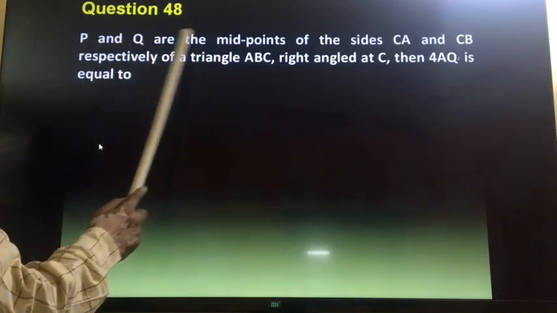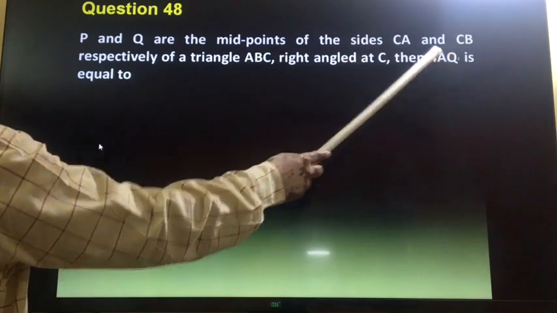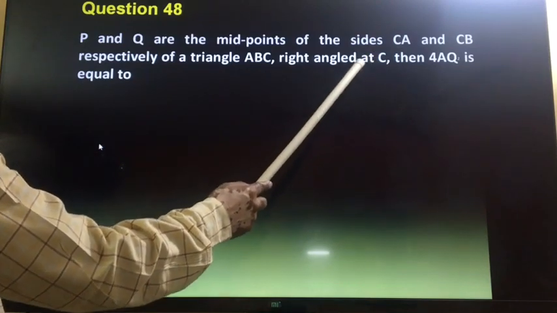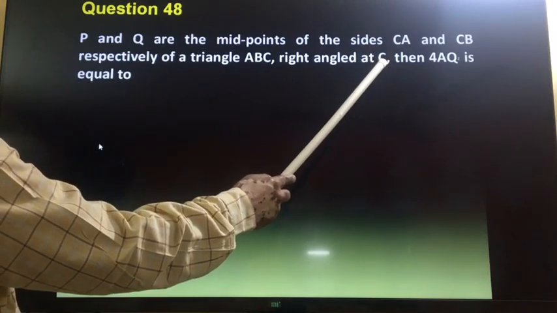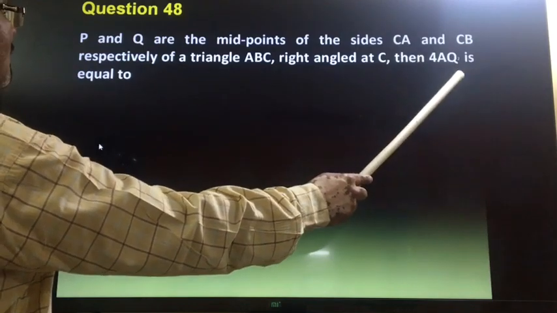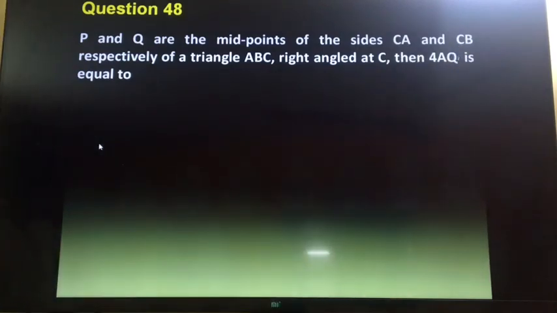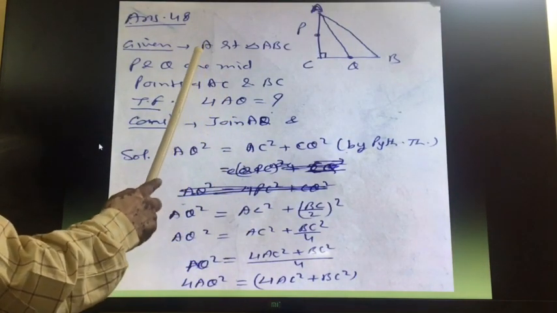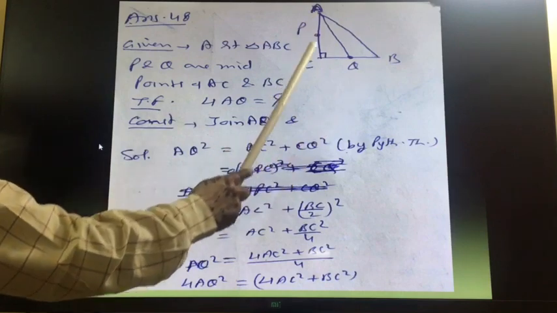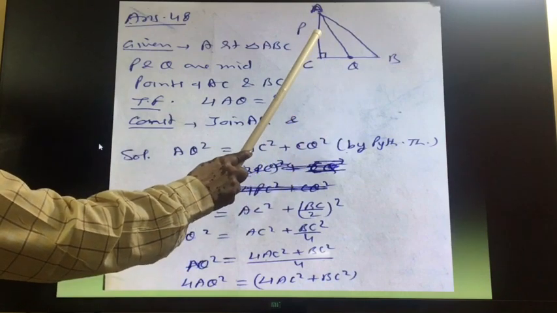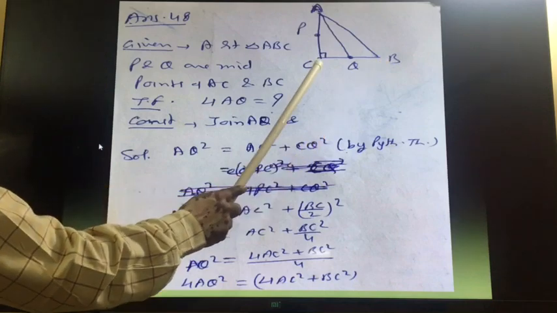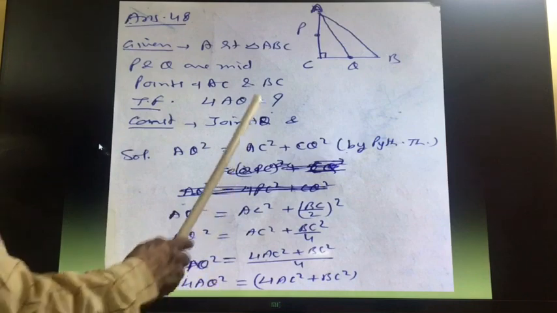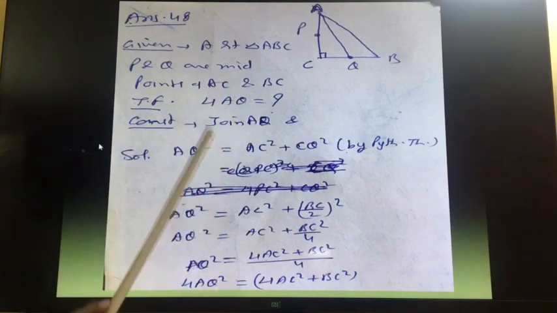P and Q are the midpoints of the sides CA and CB of a triangle ABC, right angled at C. So this triangle is a right angle triangle in which angle C is 90 degrees. We have to find out the value of 4AQ square. Right? So see the method. How will you find out? So ABC is right angled at C. P is the midpoint of AC and Q is the midpoint of BC. It is given. We have to find the value of 4AQ square. Here 4AQ square we want to find out.